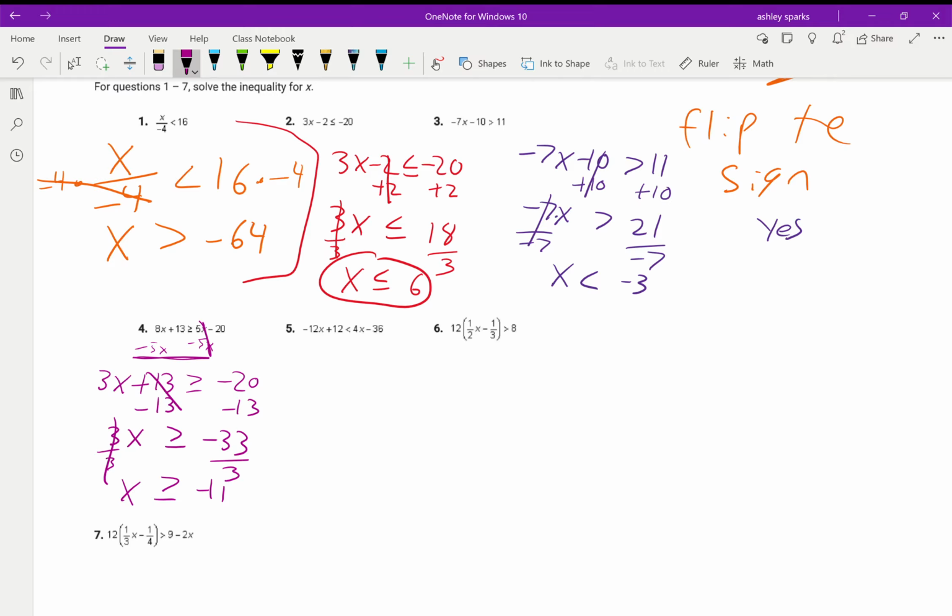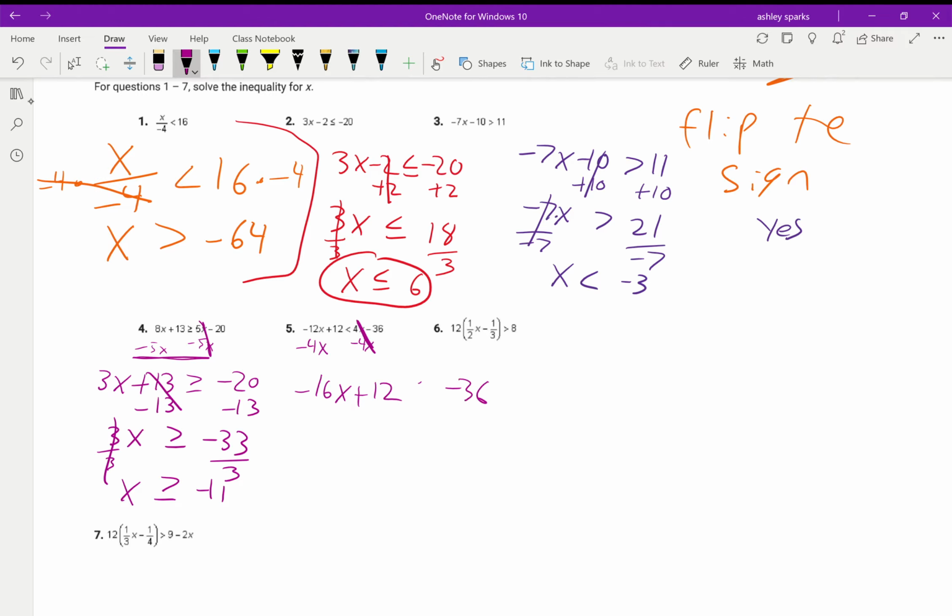My next one is very, very similar. I see this negative 4x over here. I want to try to get it over to my other x. So I'm going to start off with subtracting 4x from both sides to simplify this problem. Negative 12 minus 4, that's going to give me negative 16x plus 12, and my negative 36 because my 4's have canceled.